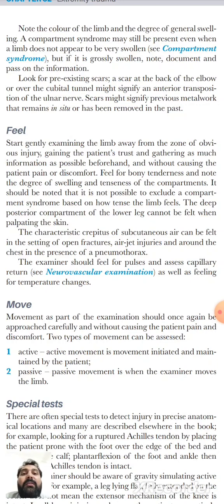A compartment syndrome may still be present even when a limb does not appear to be swollen. Usually, in compartment syndrome, the limb is swollen, but it can also occur when the limb is not so swollen, because the deep posterior compartment of the leg is deep and it cannot be palpated. But if it is grossly swollen, note, document, and pass on the information.